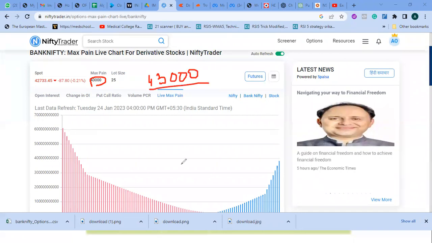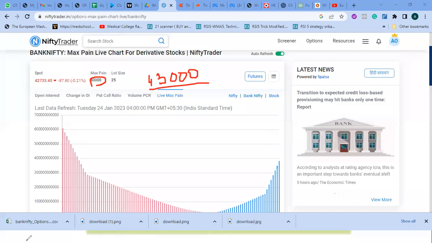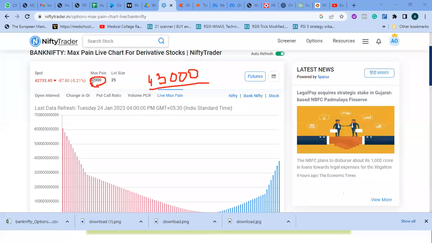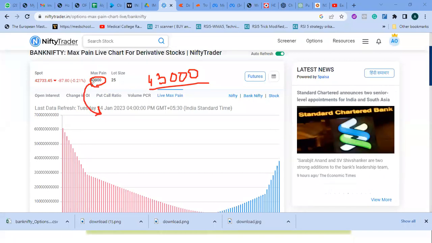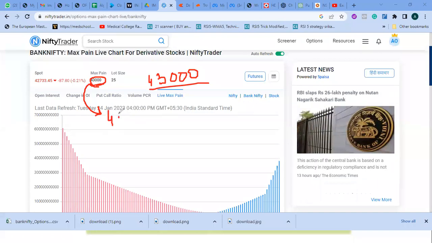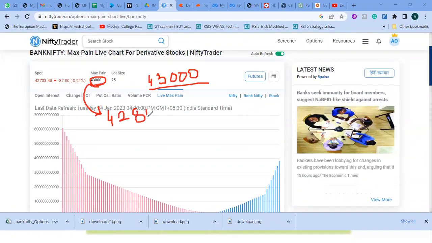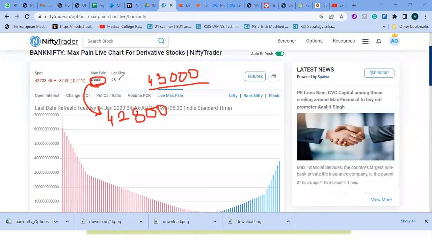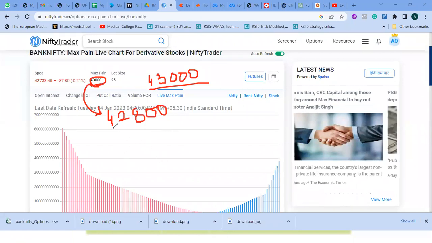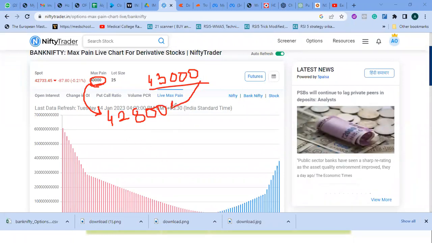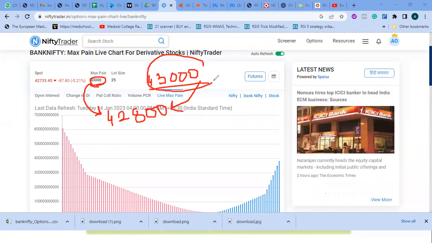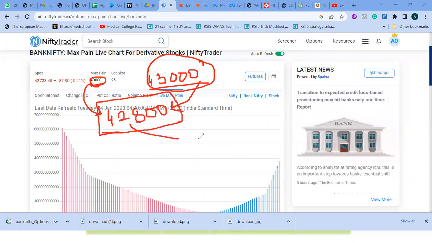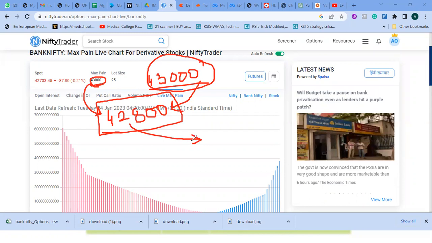Now, tomorrow, if we consider that tomorrow we start trading and we see that this max pain has started decreasing and it has gone from 43,000 to 42,800. What does this mean? This means that the option sellers' positions have changed, and now the option sellers will try to take the market from 43,000 to 42,800, because now 42,800 is the point where they will get maximum profit.